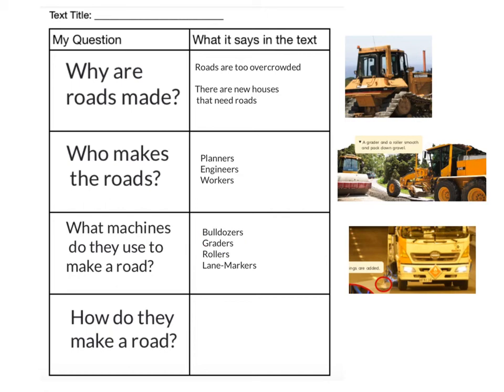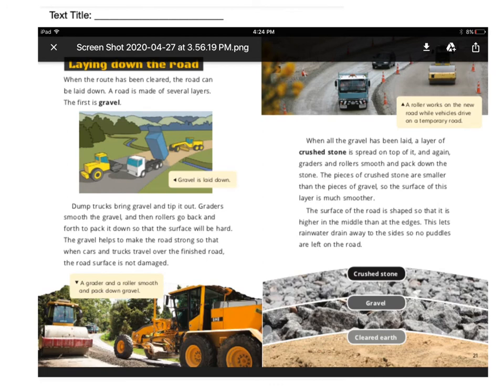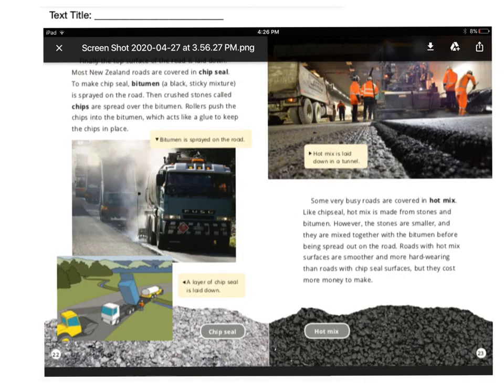Now I'm going to read and see if I can answer this question. How do they make a road? In reading this page, I can see some of the answers to my question. First of all, it says that they have to clear a route. Then it says that they bring gravel and tip it onto the road. Then after the gravel, they put down some crushed stone on top of the gravel. And this page tells me a little bit more about how they make a road. It says that after they put down the crushed stone, they cover it with hot mix.